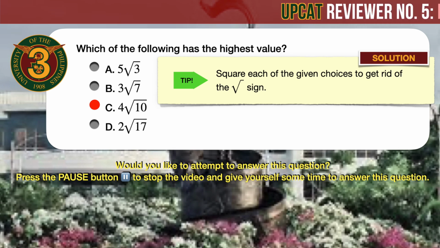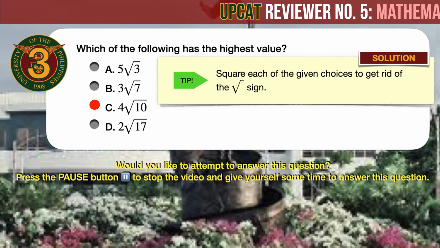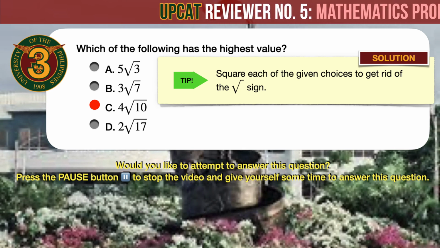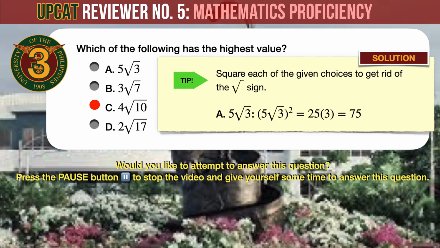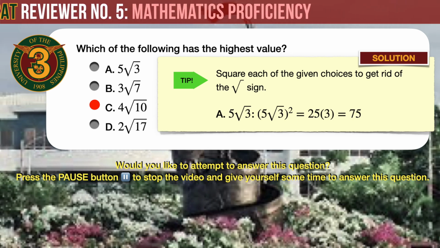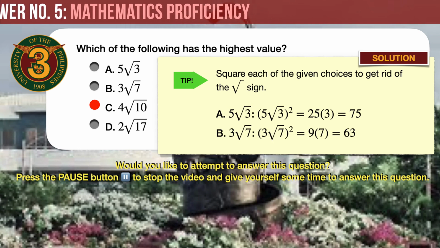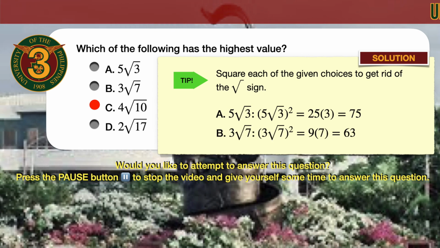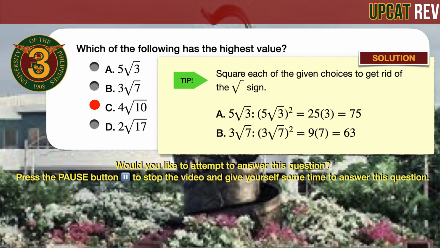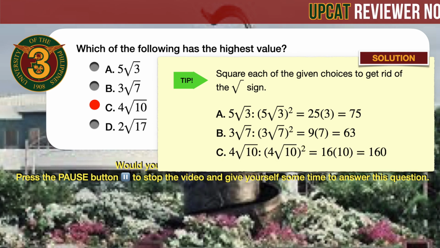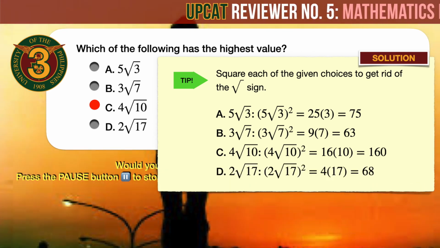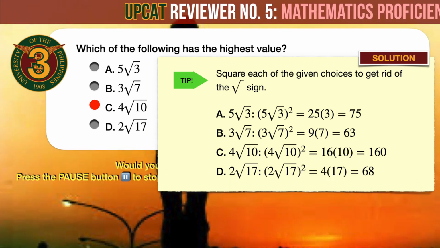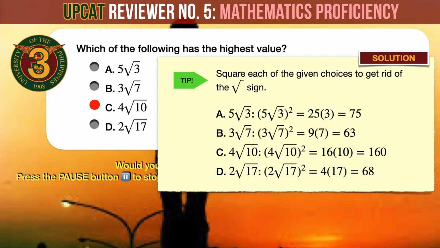Since all the choices involve square roots, we can get the square of each of them, to get rid of the square root and more easily compare the numbers. Answer choice A, squaring 5 times the square root of 3 will give us 75. Answer choice B, squaring 3 times the square root of 7 will give us 63. Answer choice C, squaring 4 times the square root of 10 will give us 160. Answer choice D, squaring 2 times the square root of 17 will give us 68.